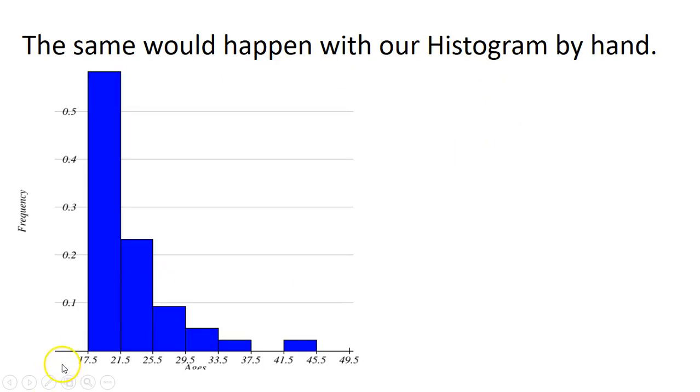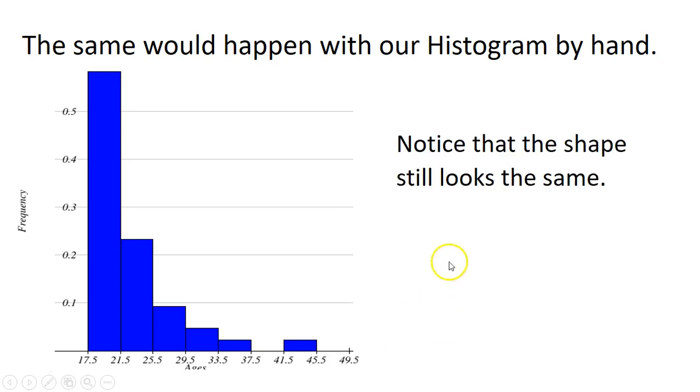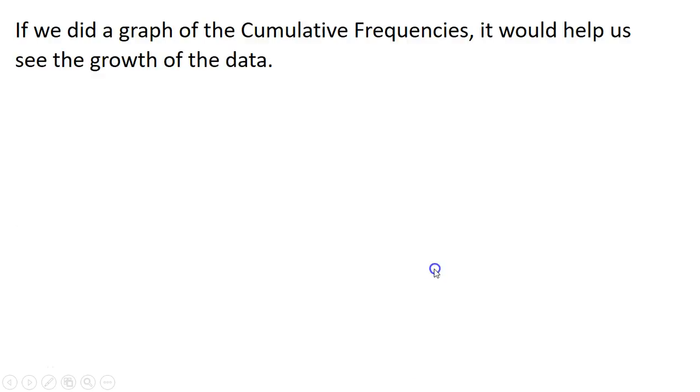If I was to do this by hand, it would still take ages, still going over the same amount. The frequency now as percents the whole way up still looks the same, okay? So whether I did it with counts or with a percent, it's not going to make a difference. Notice the shape is still the same.